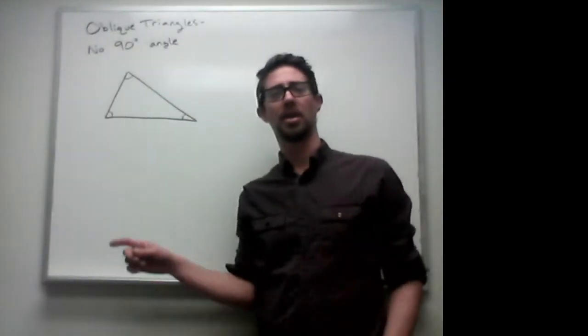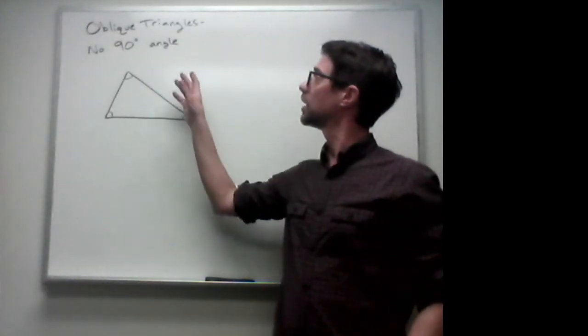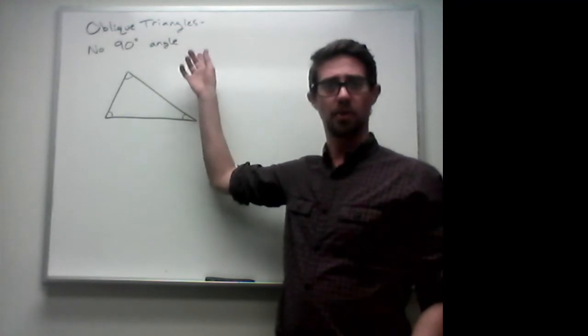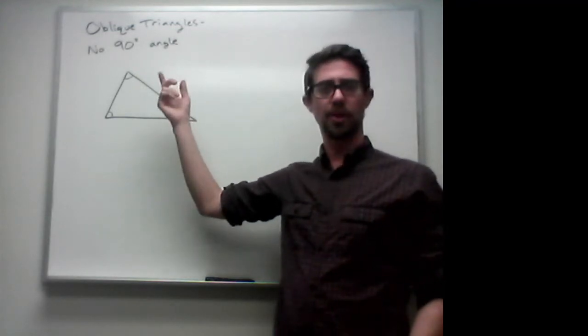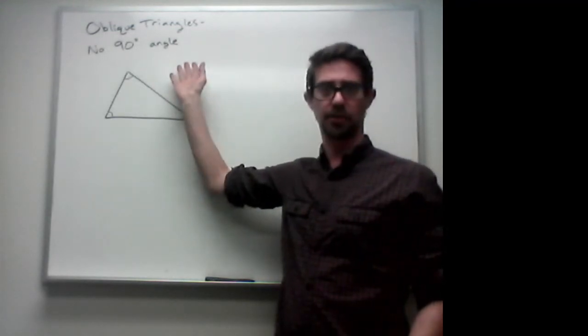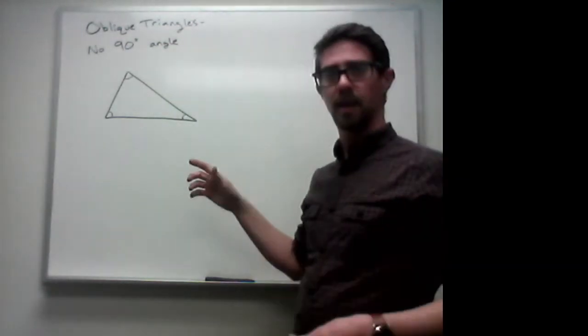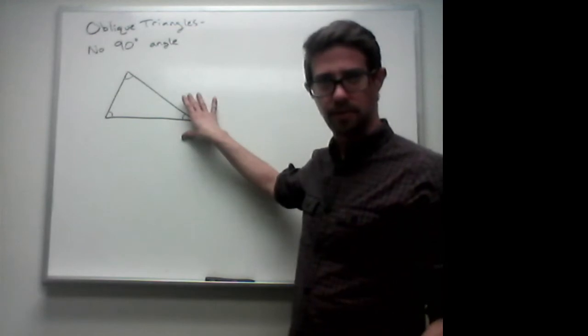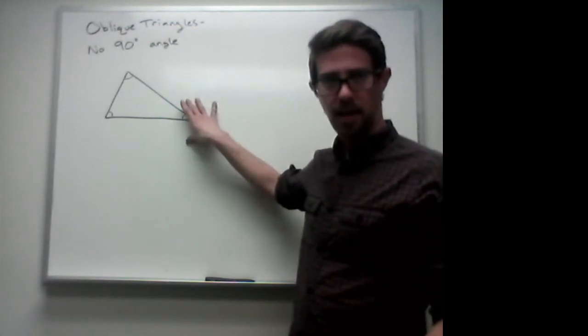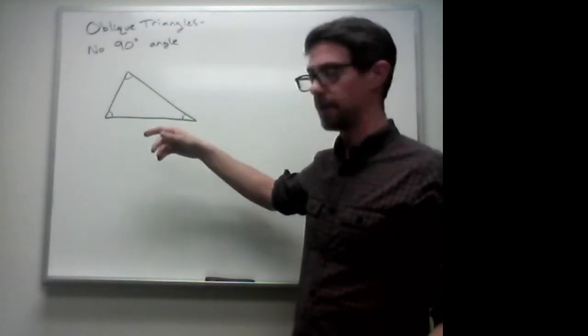Hi. So today we're going to start talking about oblique triangles, which is pretty simple. It's just any triangle without a 90-degree angle. So any triangle that's not a right triangle is an oblique triangle. So all of our tools that we've had so far, like SOHCAHTOA and the Pythagorean theorem, don't work anymore.